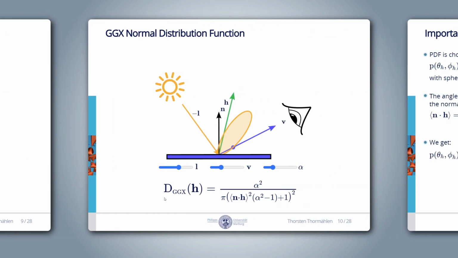Here is a visualization of the GGX normal distribution function D_GGX of h. As we have discussed in episode number 9, the microfacet model assumes that the orientations of the microfacets follow some distribution around the macroscopic surface normal. We see here that our distribution function depends on the dot product of the surface normal n and the half-way vector h. The dot product is equal to the cosine of the angle between these two vectors.